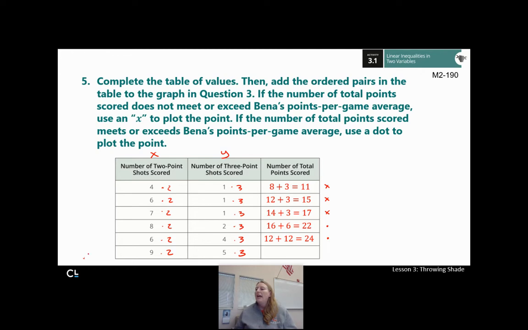And last but not least, 9 times 2 is 18. 5 times 3 is 15. 18 plus 15 is 33. Benna was having a good game that day. So that one's also going to be a dot because we went over our 20-point average.